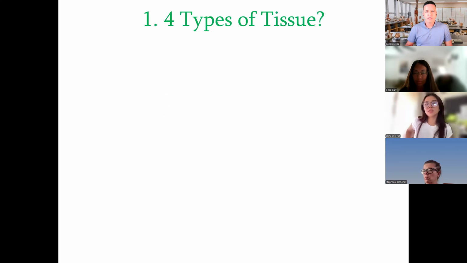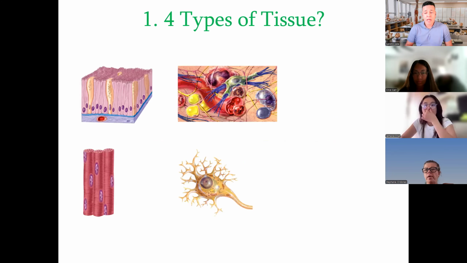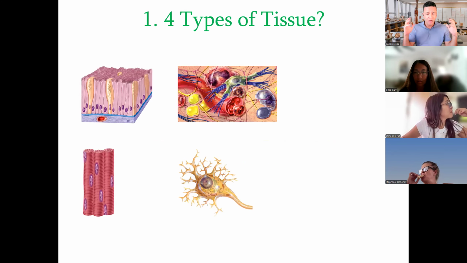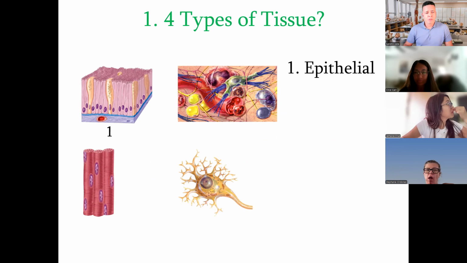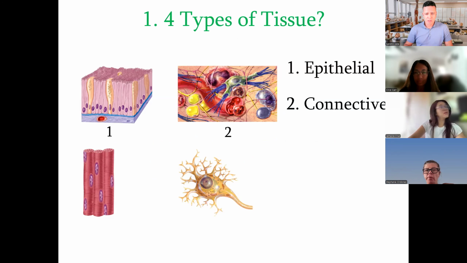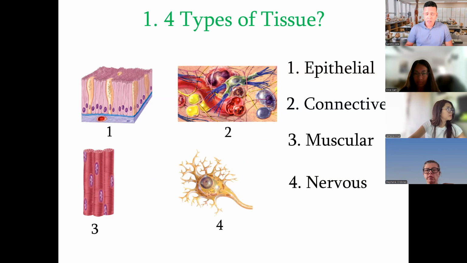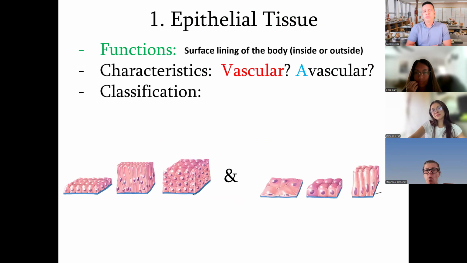So what are the 4 different types of tissues that we have in the body, which make up every single organ in our body? We have what we call the epithelial tissue, connective, muscular, and nervous. The epithelial tissue is the tissue that covers our entire body, not only on the outside, but also inside of our body, right? And we also know from the lecture that the epithelial tissue is avascular.